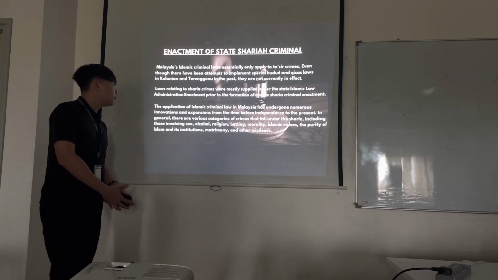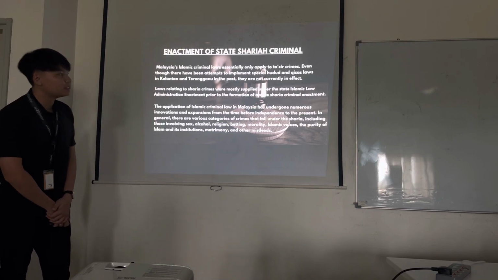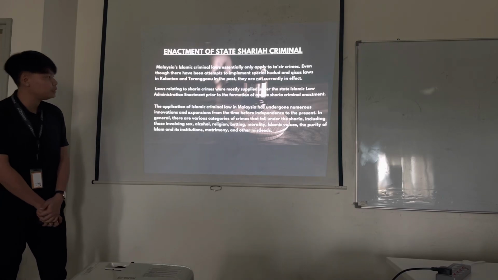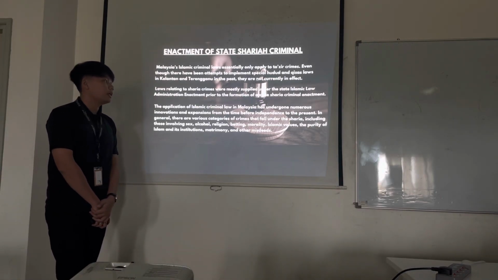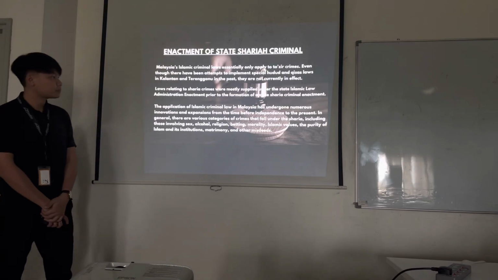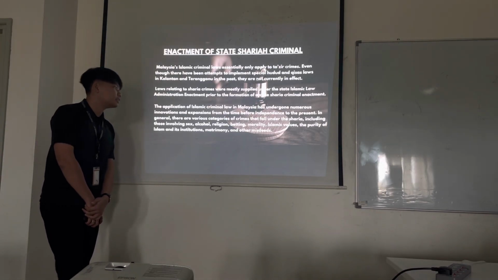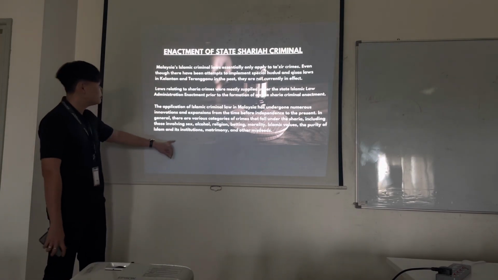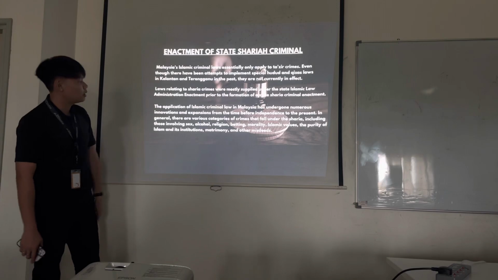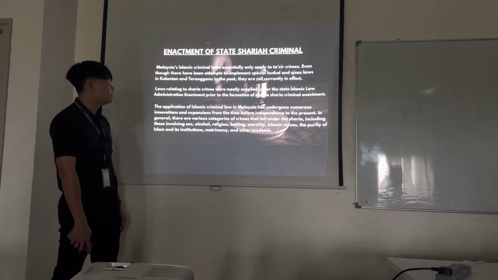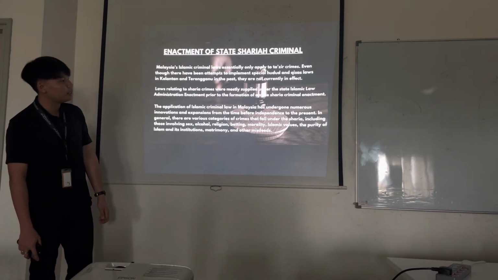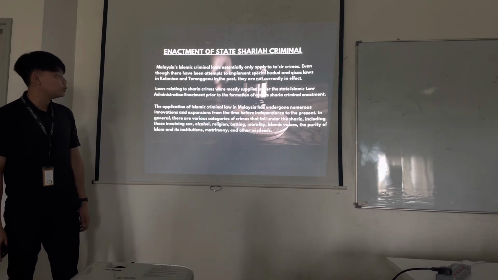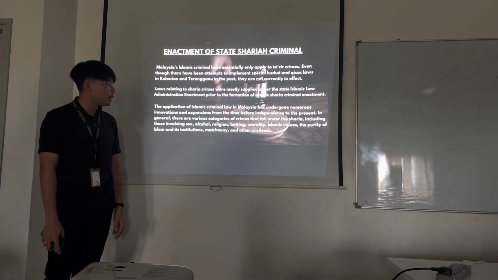The application of Islamic criminal law in Malaysia has undergone enormous innovation and expansion from the time before independence to the present. In general, there are various categories of crime that fall under the Sharia, including those involving sex, alcohol, religion, morality, Islamic values, the purity of Islam and its institutions, matrimony, and other misdeeds.